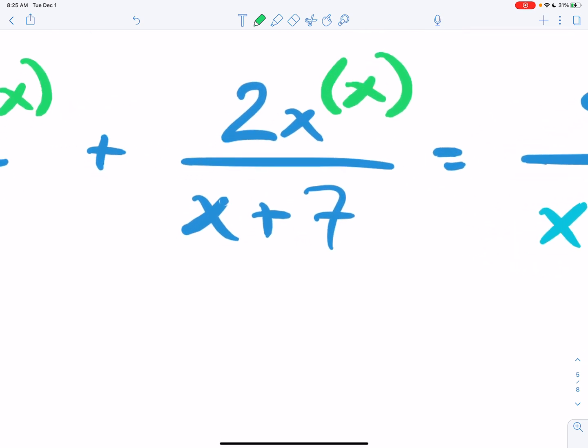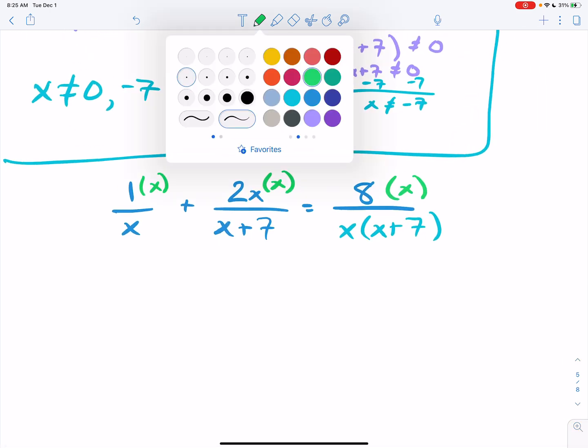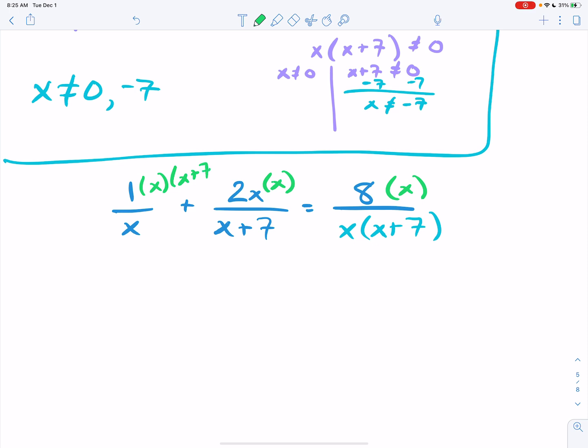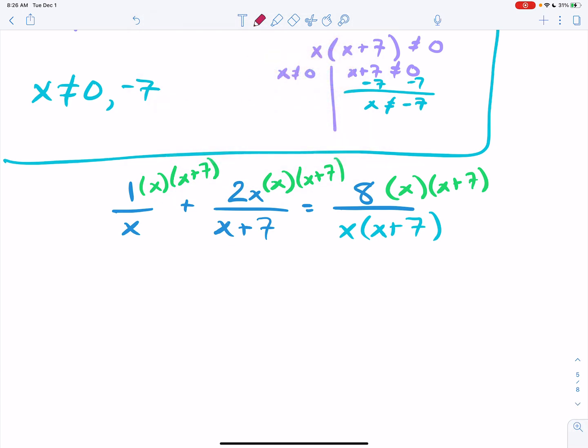But if I want to get rid of this x plus 7, I'm going to have to multiply by x plus 7 as well. So sometimes in other notes, they'll refer to it as the least common multiple, but you don't need to know that. So remember, you can only cross things out if you have it in the numerator and the denominator. So cross it out carefully.